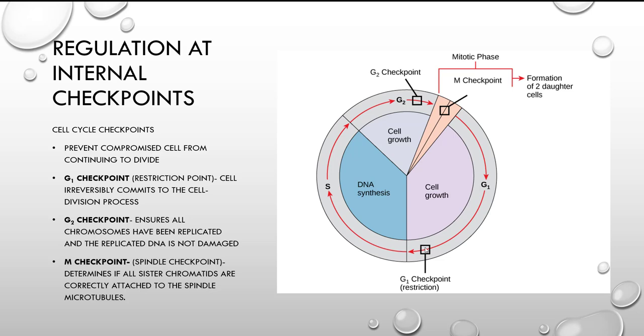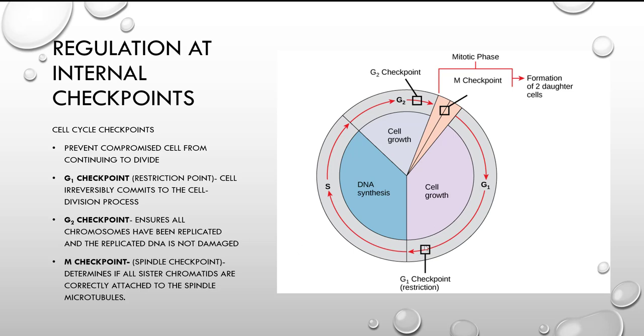Okay, so if it receives the signal to go, it will continue onto the S stage. If it doesn't receive the signal, then it'll leave the cell cycle and go into G0. So it's the restriction point. It'll prevent cells that should not be dividing from going any further. Okay.